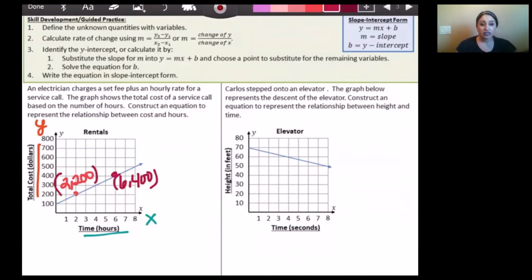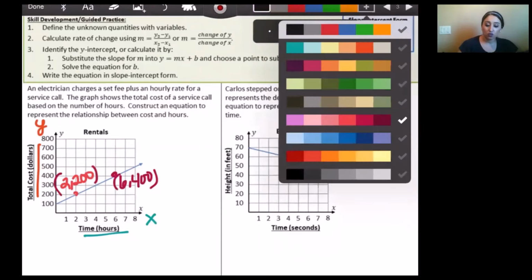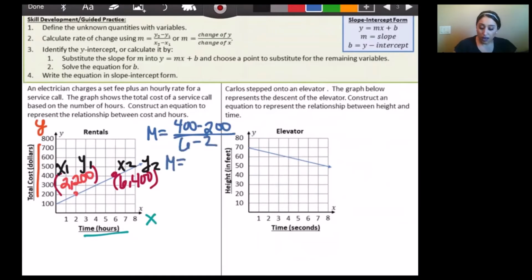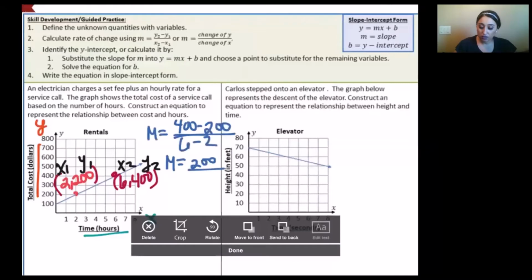And I'm going to set this up. I have x1, y1, x2, y2. And I'm going to set this up in my slope formula. M equals 400 minus 200 over 6 minus 2. I have 400 minus 200 is 200. 6 minus 2 is 4.